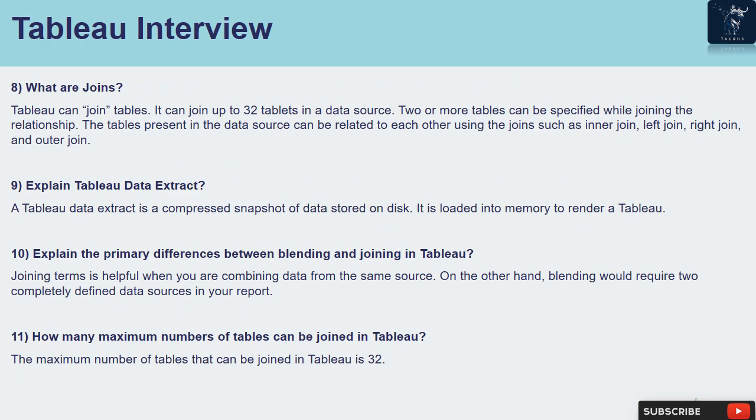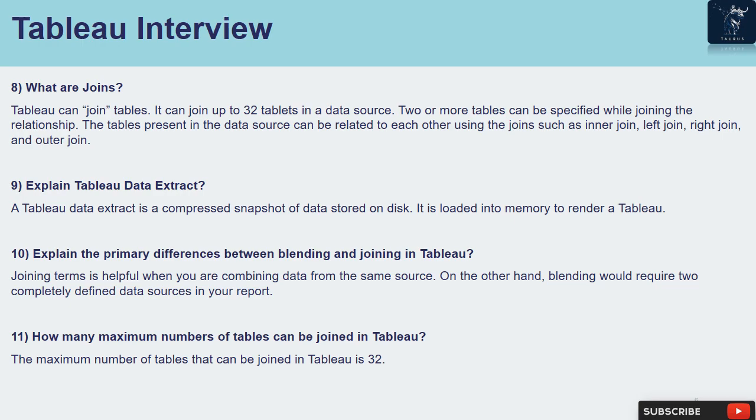9. Explain Tableau data extract. A Tableau data extract is a compressed snapshot of data stored on disk. It is loaded into memory to render a view. 10. Explain the primary differences between blending and joining in Tableau. Joining is helpful when you are combining data from the same source. On the other hand, blending would require two completely defined data sources in your report.